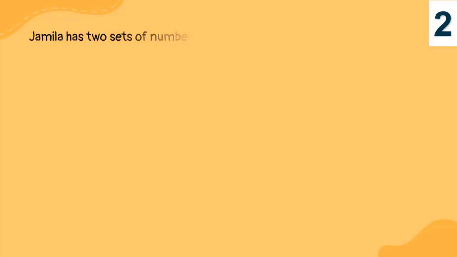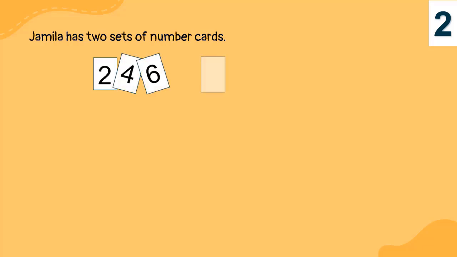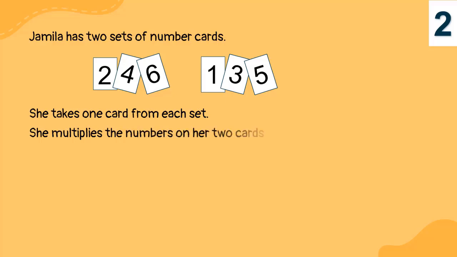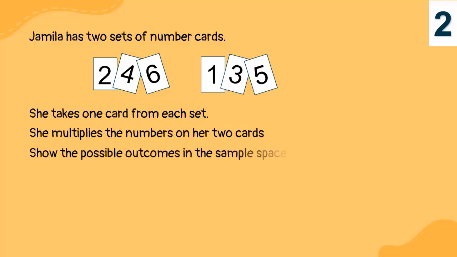Jamila has 2 sets of number cards. She takes 1 card from each set. She multiplies the numbers on her 2 cards. Show the possible outcomes in the sample space diagram.